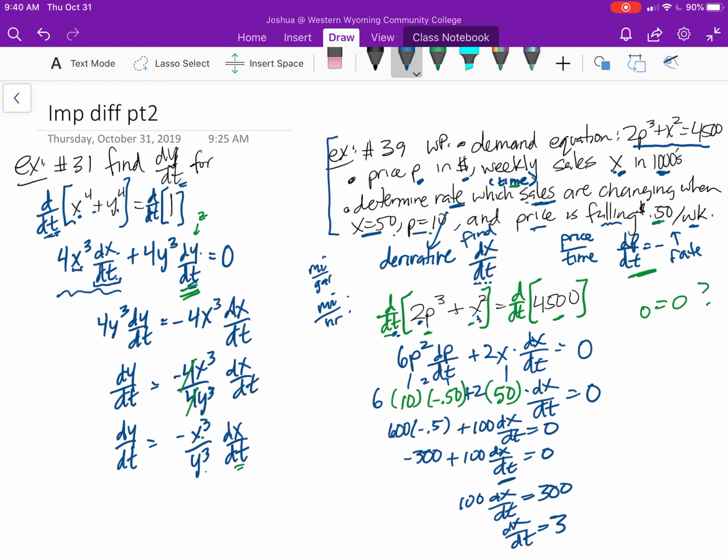So what does that mean? Determine the rate at which sells are changing. So the rate at which sells are changing is 3. Okay, but remember x is in thousands. So sells are changing, well, and it's positive, we'll say sells are increasing, right? It's not just changing, it's increasing by 3,000 every week. That's a rate, dx dt. The sells, change of sells with respect to time.